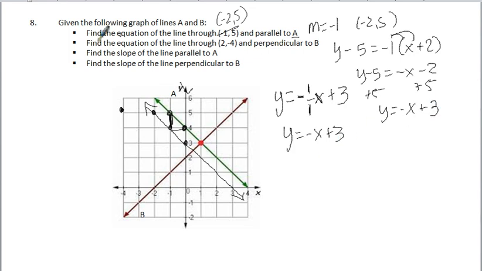Now, if we were asked on the test to write it in standard, you would have to take the x and slide it over here. So you may have to write it like that. Okay? So that's that one.